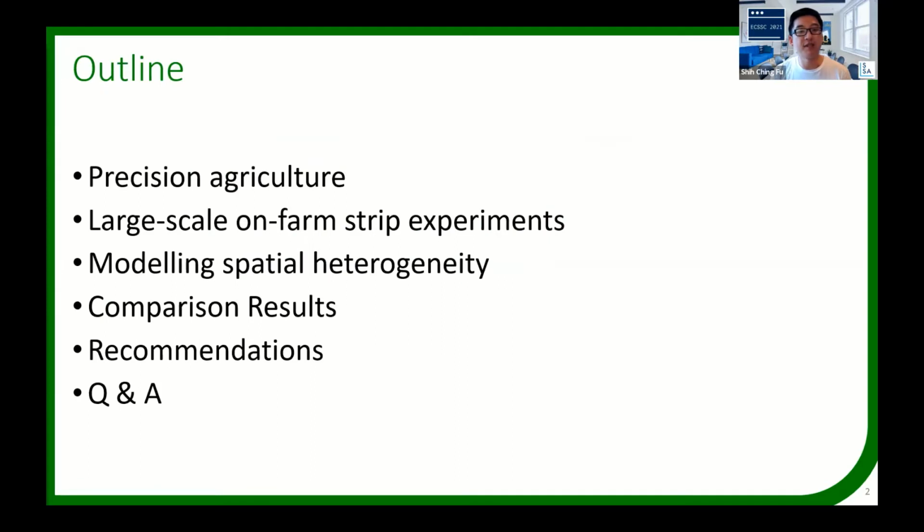So over the next 15 minutes, I hope to give you a brief introduction to precision agriculture, explain what is a large-scale on-farm strip experiment, and what makes them distinct. I'll briefly describe a couple of approaches to modeling data from those kinds of experiments and comparing those results from those methods applied to some real and synthetic data. And finally, I'll wrap up and give you some recommendations and open for questions.